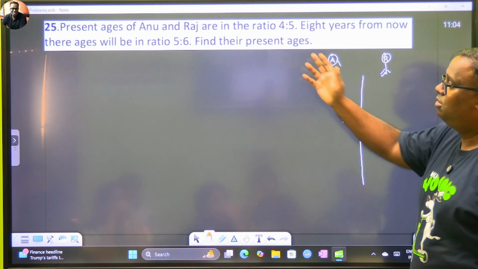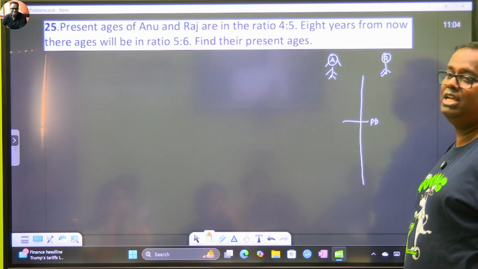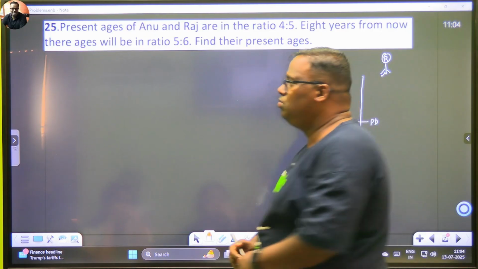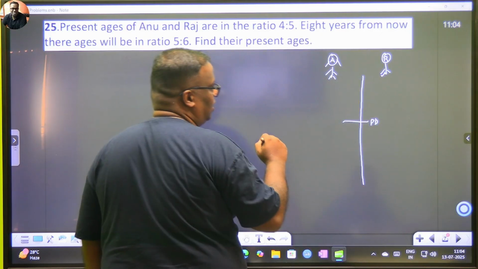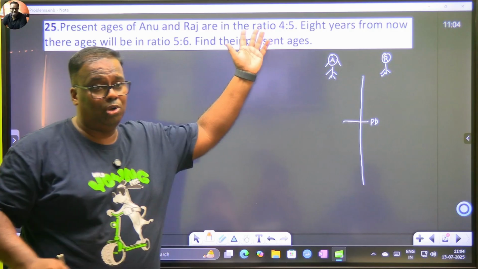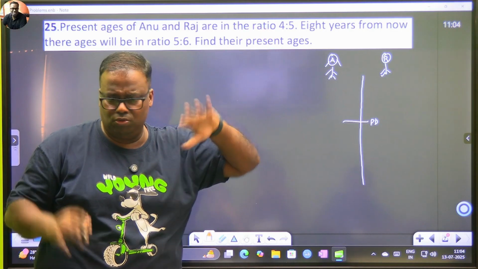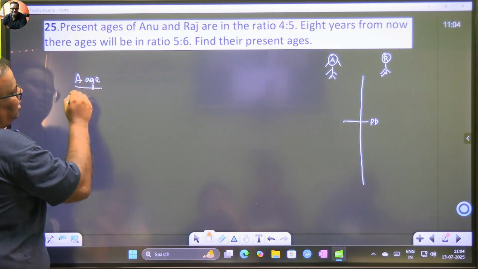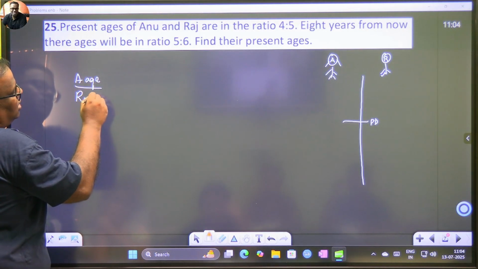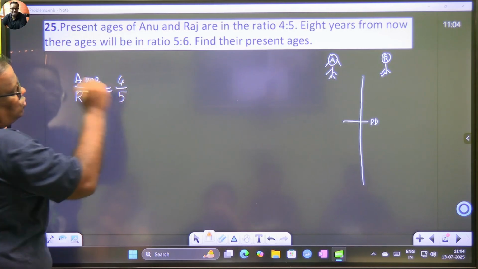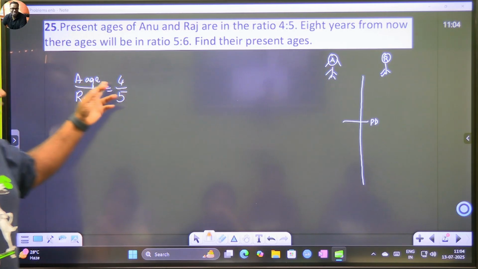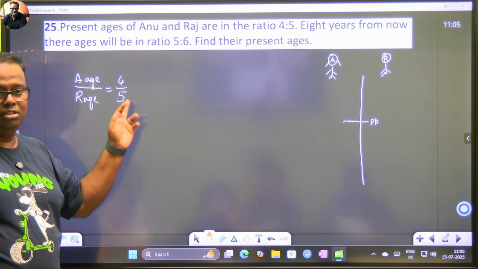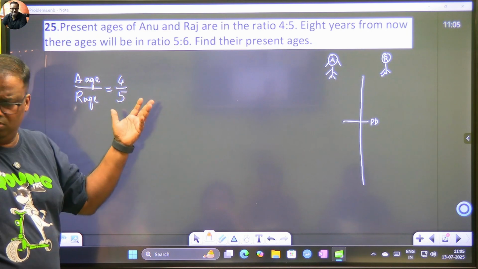Now see, the present ages, this is the present day, their ages are in the ratio 4:5. Whenever a ratio of any two numbers or ages is given, it means their ages brought to the lowest terms are 4 by 5. So see what they are trying to say: Anu's age by Raj's age is equal to 4 by 5. But that does not mean Anu is 4 and Raj is 5. This one can be 8 years, this one can be 10 years. So we don't know what it is.